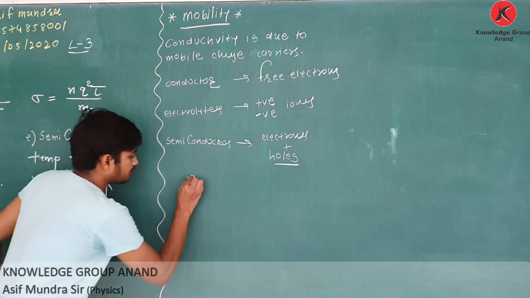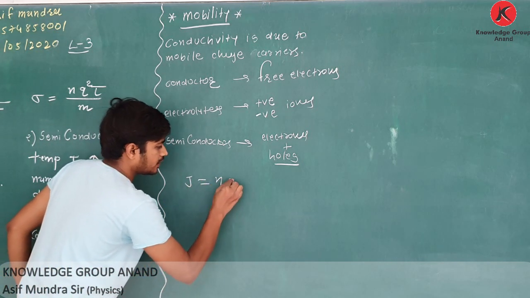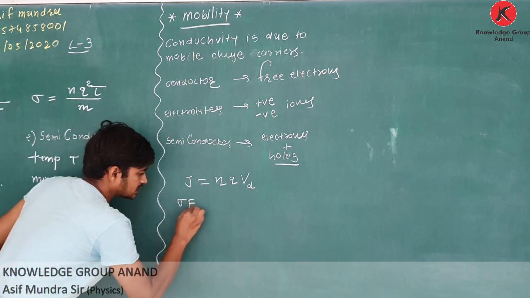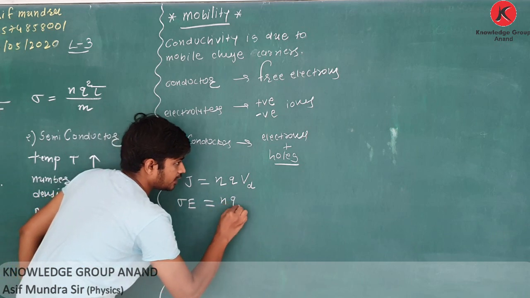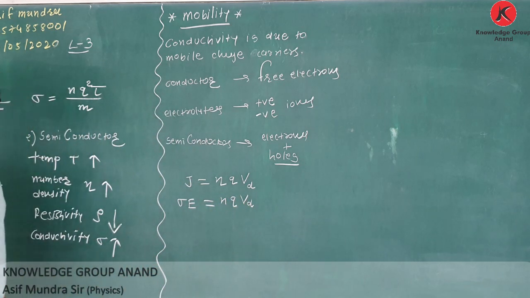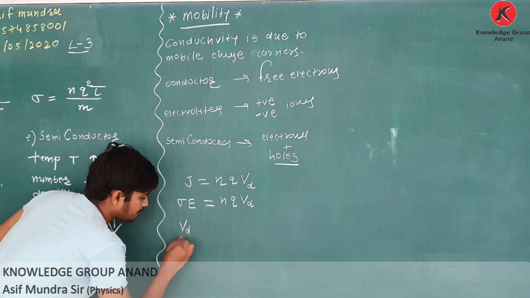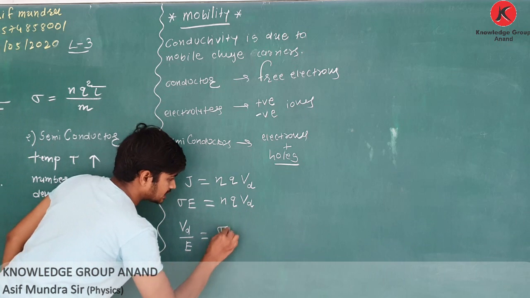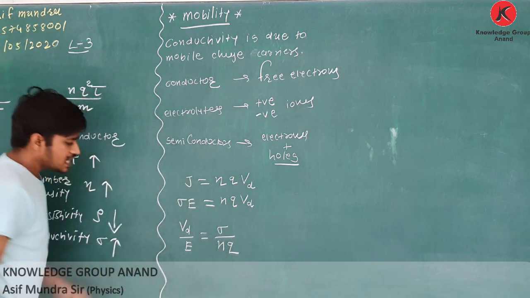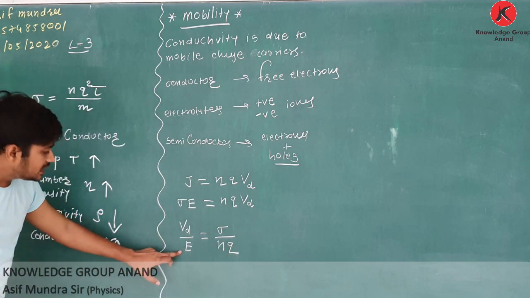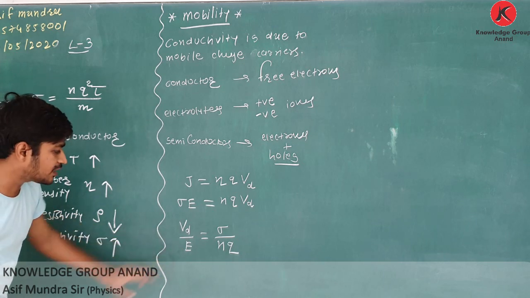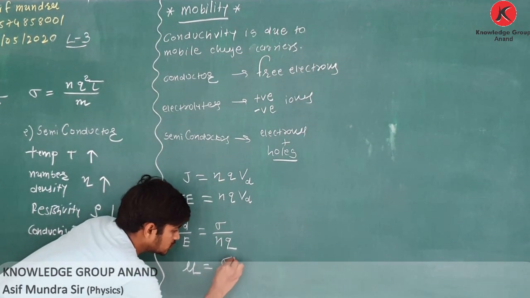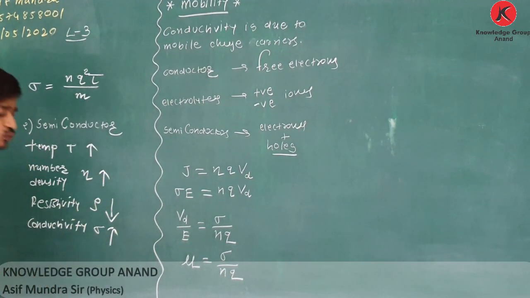See, we know one equation. J is equal to n q v. Yes or no? J is equal to sigma E is equal to n q v. Okay, now if I take this ratio Vd upon E, then what is Vd upon E? It is sigma upon nq. Vd upon E, that is drift velocity per unit electric field, is called mobility and is denoted by mu, is equal to sigma upon nq.